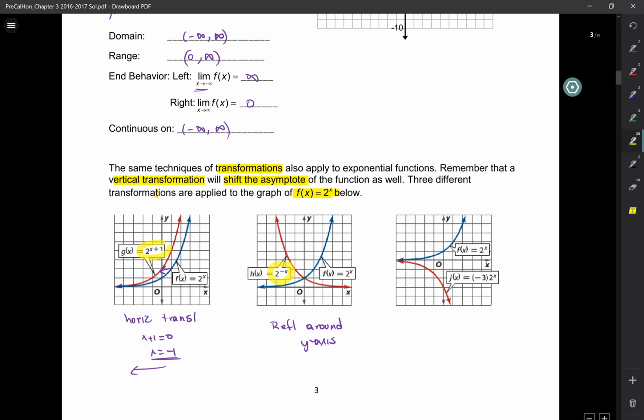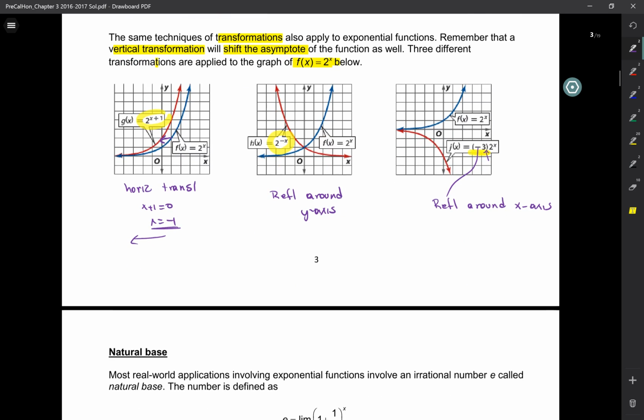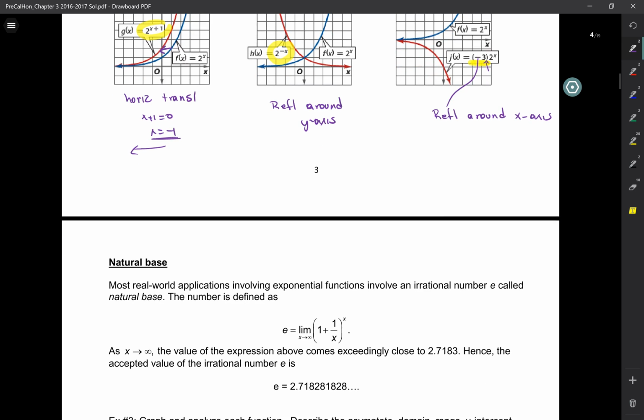Well, what do we have here? I have a factor of negative 3 applied to the 2 to the x. Well, what does the negative do? The negative will give it a reflection around the x-axis. Well, what does the 3 do? The 3 is a vertical dilation, so it'll increase towards the bottom even more quickly. Okay, so it's like you've got a string and you're pulling on it, so the y values will increase more rapidly.